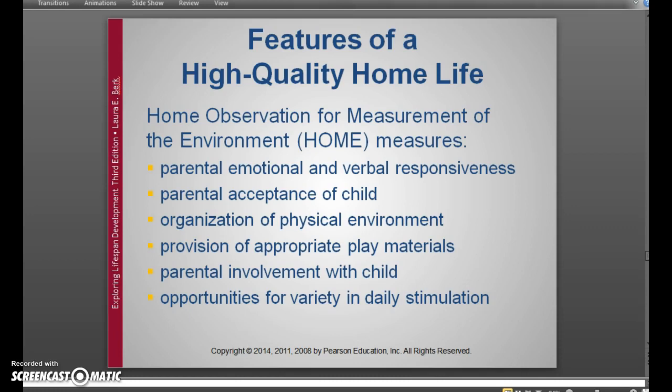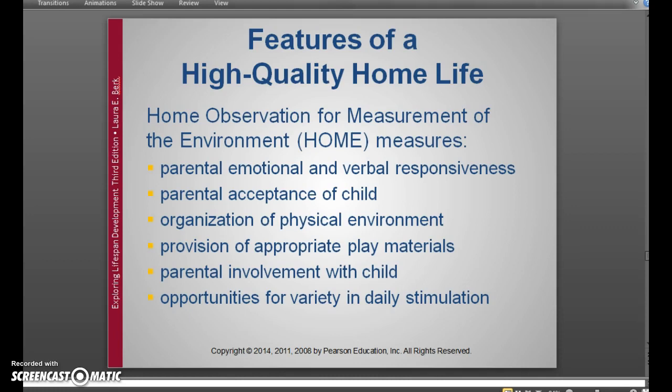Another measurement is the Home Observation for Measurement of the Environment. And so this is looking at features of a high quality home life. You have parental emotional and verbal responsiveness, parental acceptance of child, organization of physical environment, their provision of appropriate play materials, parental involvement with the child, and opportunities for variety in daily stimulation.